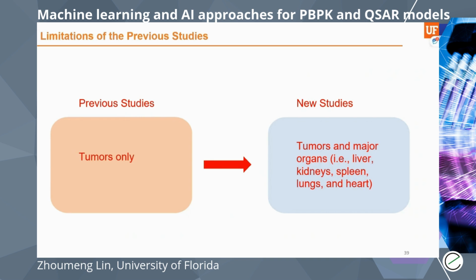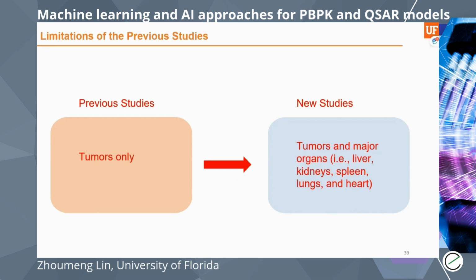However, from the risk assessment perspective, we really need a model that can predict the target organ dosimetry, especially in different organs like the liver, kidney, spleen, and lung, where nanoparticles may accumulate because they contain a lot of macrophages that take up the nanoparticles into these organs.